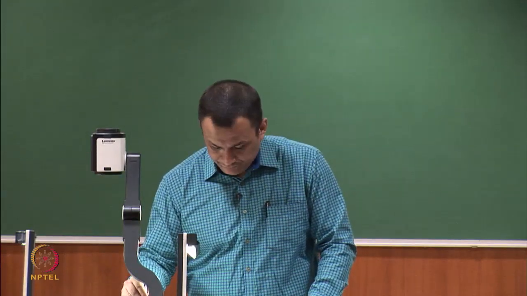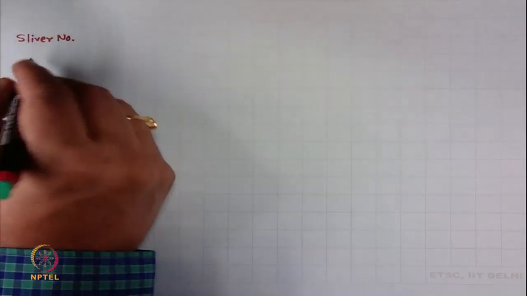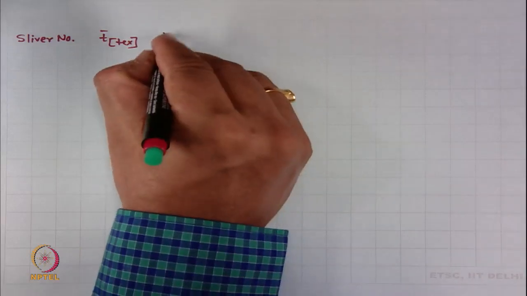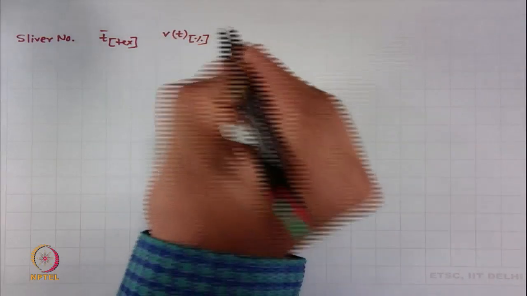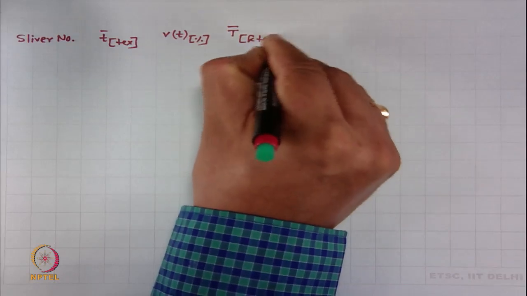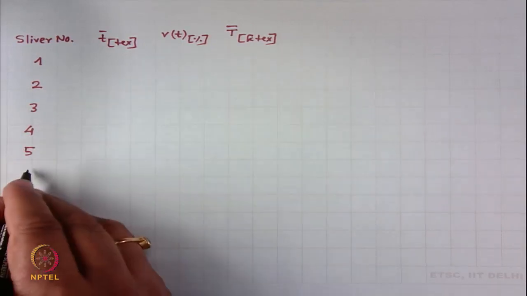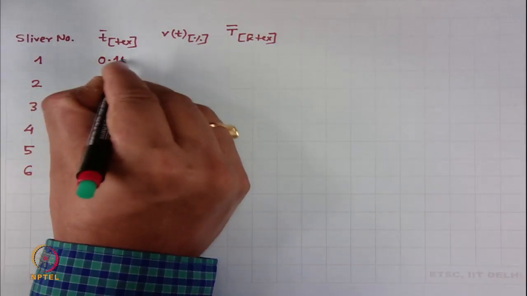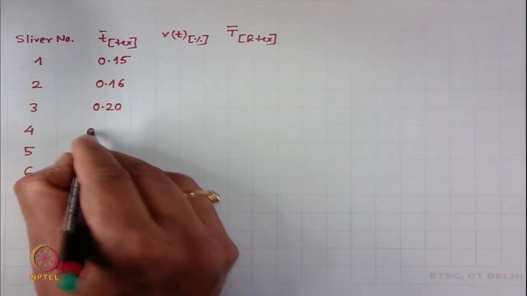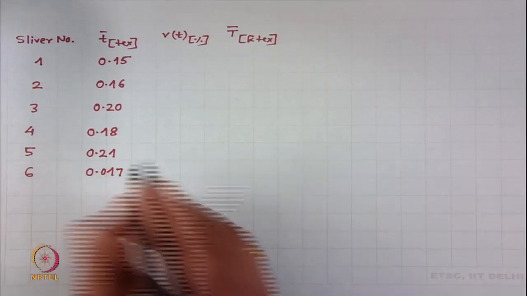Now, sliver number, this was given, this was given, this was given, 1, 2, 3, 4, 5, 6.